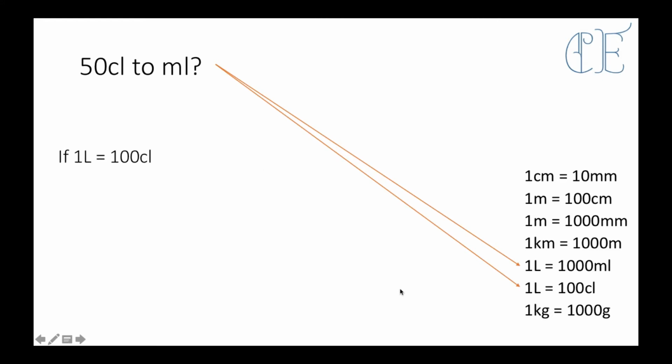Well, kind of. So, if 1 litre is 100 centilitres, which it says here, then half a litre must be 50 centilitres. Half a litre is actually 500 millilitres, because 1 litre is 1,000 ml, so half a litre must be 500 ml. So 50 centilitres to millilitres is 500 ml. You might want to watch that back again, because I just want to make sure that you understand how I've had to use both.